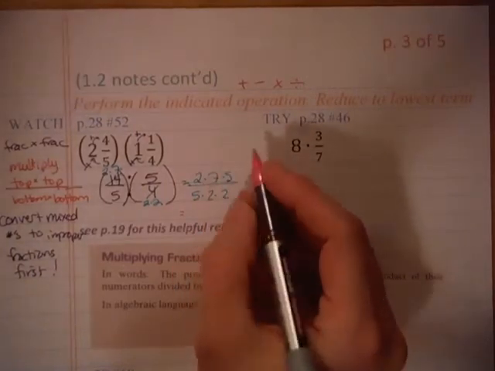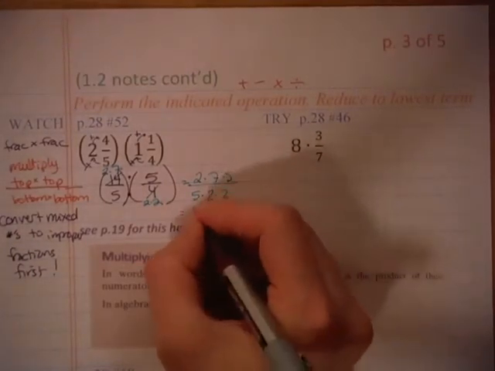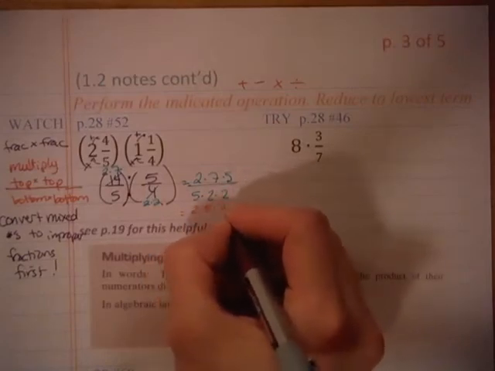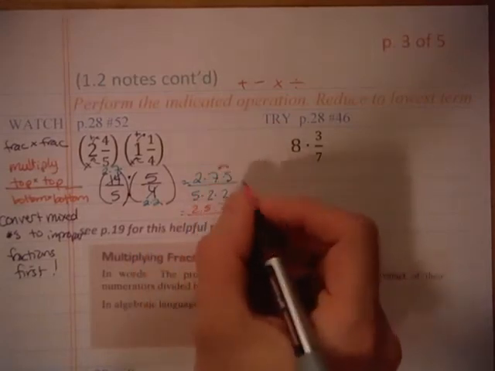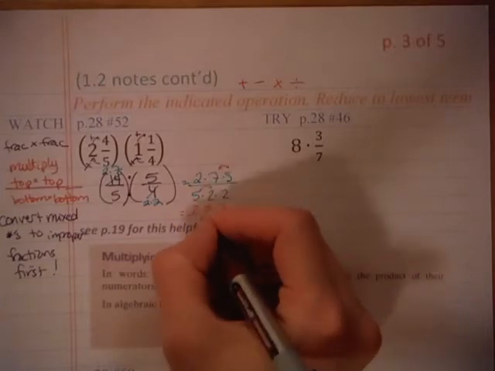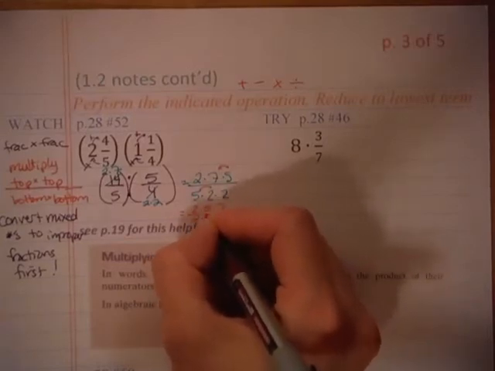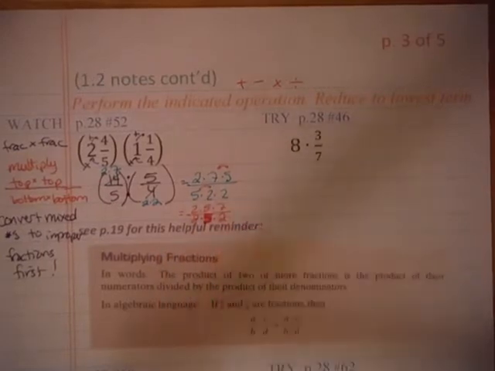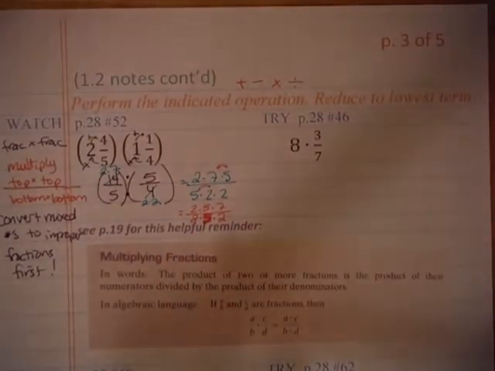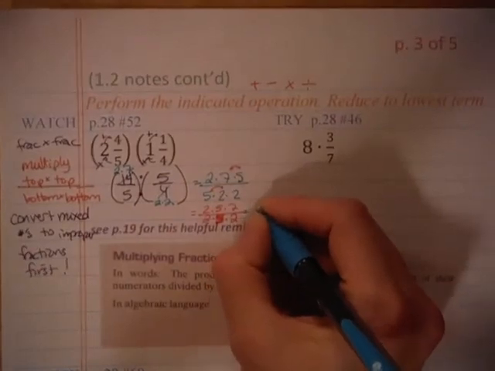You can switch places here. This can become 2 times 5 times 7 on the top, just switching those around. And on the bottom, switching the 5 and the 2 becomes 2 times 5. I'm sorry, I wrote it different than I said it here. 2 times 5 times 2. I'm just switching things around to make it easier for myself, because now I can break those off.